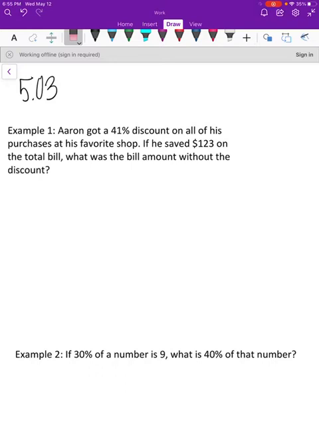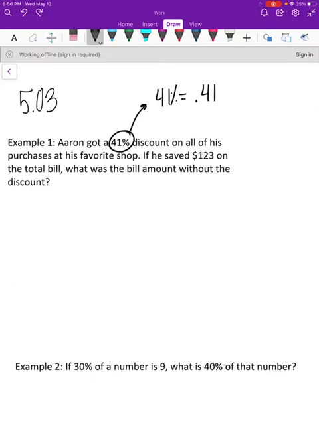So how we're going to do this is, first of all, we need to write 41% as a decimal. So 41% as a decimal equals 0.41. We just move our decimal place over 2 spots, and that's how we get 0.41. But we need the decimal form in order to do the math behind this problem.